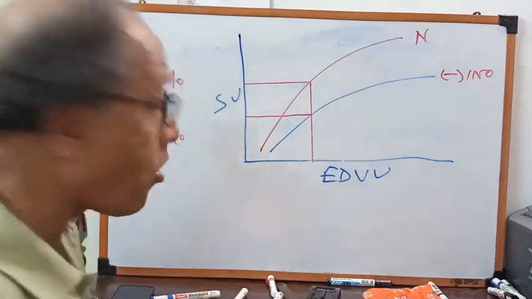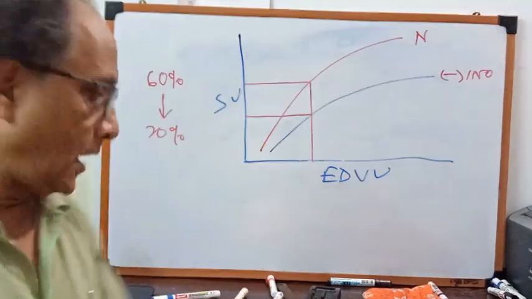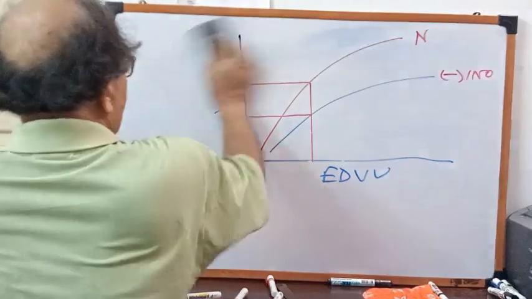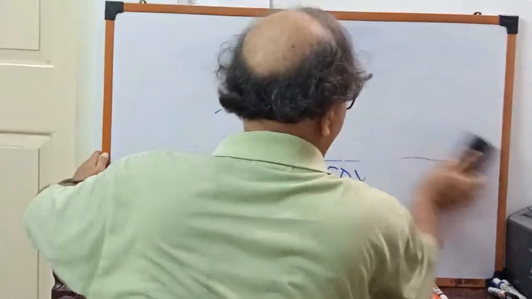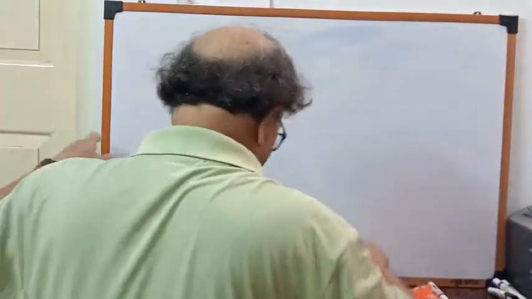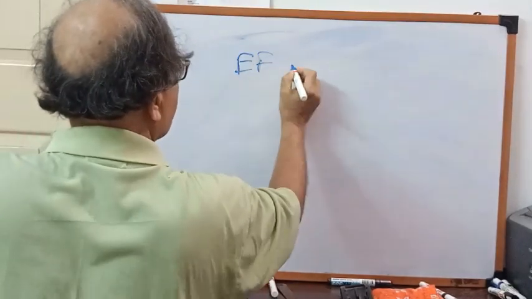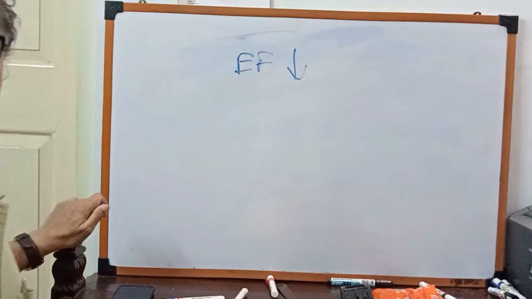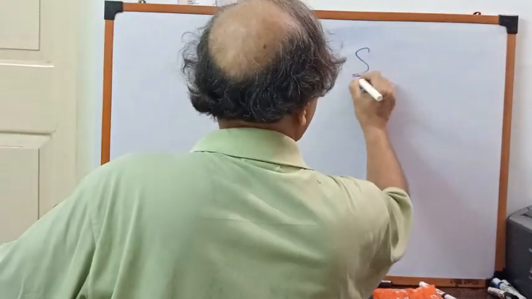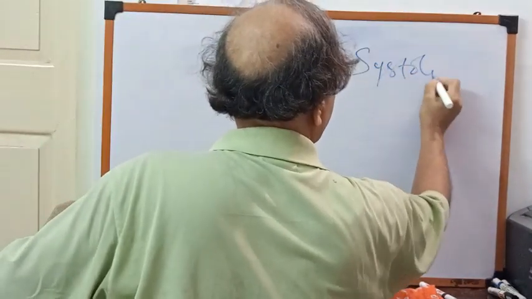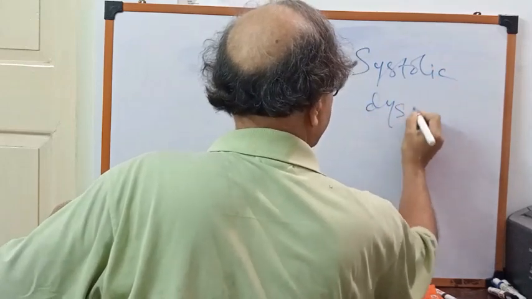So a low ejection fraction always indicates systolic dysfunction.